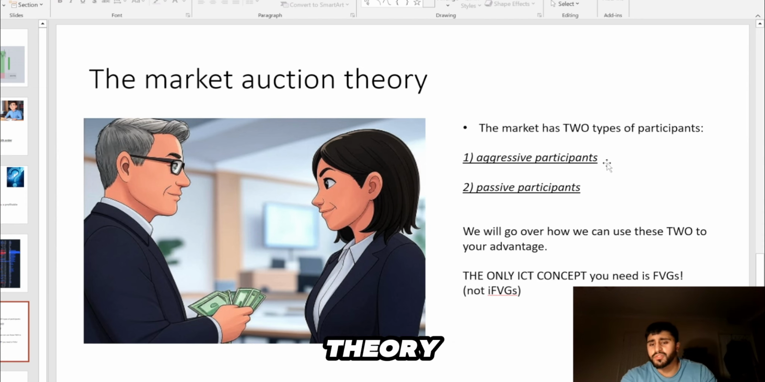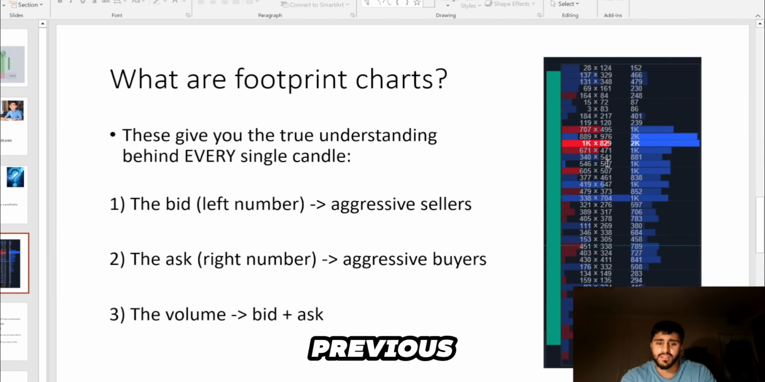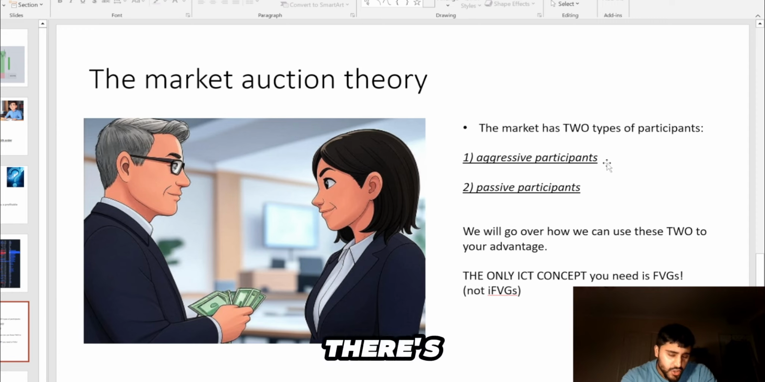So market auction theory is very important because we discussed in the previous slide that there's buyers and sellers, but there's 2 types of buyers and there's 2 types of sellers. We have aggressive participants, aggressive buyers and aggressive sellers, and we have passive participants, i.e. passive buyers and passive sellers. We're going to be going over how you can use both aggressive and passive participants to catch great trades.